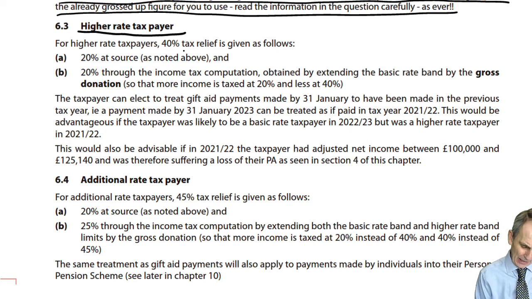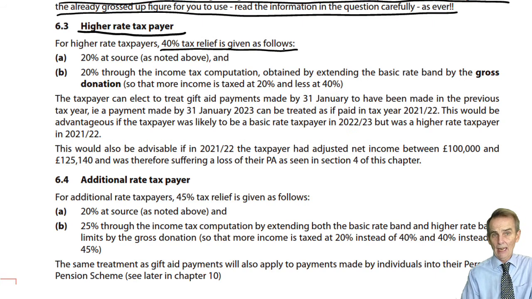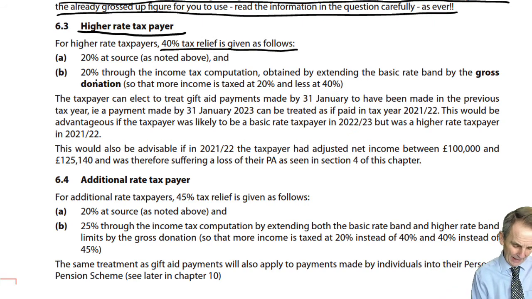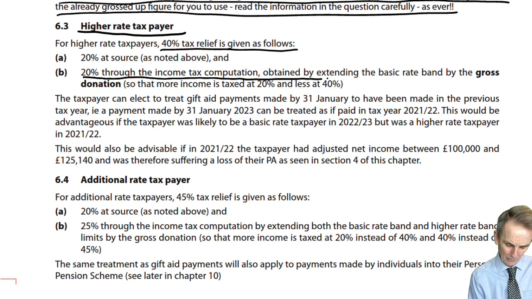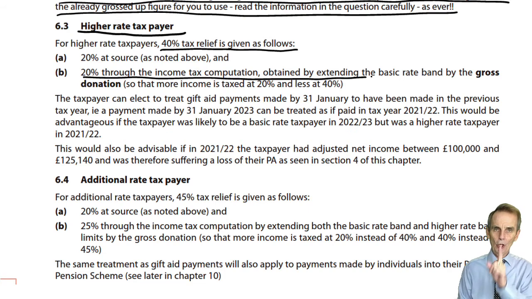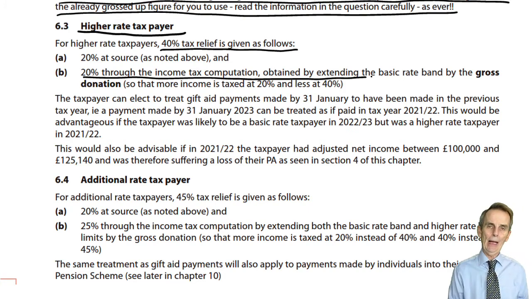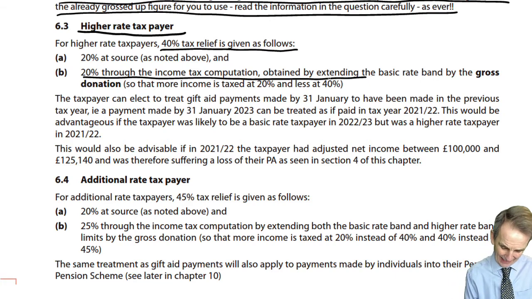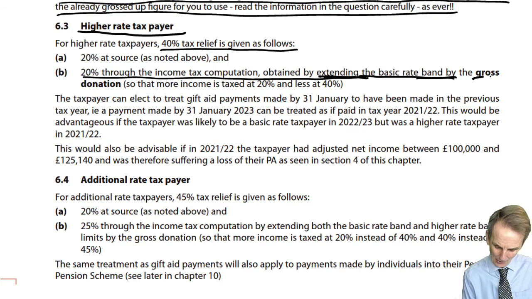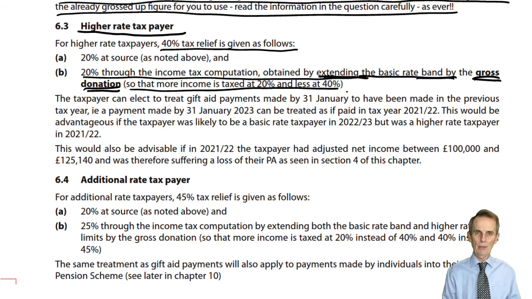Right. For higher rate taxpayers, 40% tax relief is given as follows. Now the 20%, as we've said, again given at source. And effectively 20% to the income tax computation. Now again, don't worry about 20% here, 20% there. Learn the only thing that you have to do here, the involvement on the income tax computation. And that is, we extend the basic rate band by the gross donation, so that more income is taxed at 20% and less at 40%.